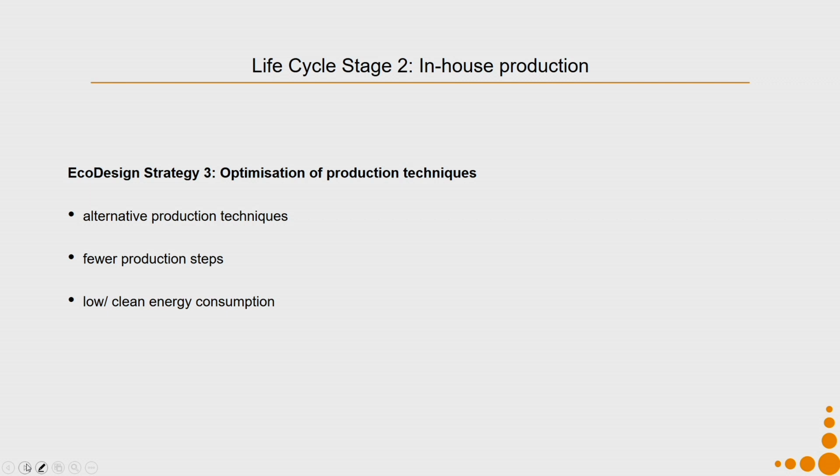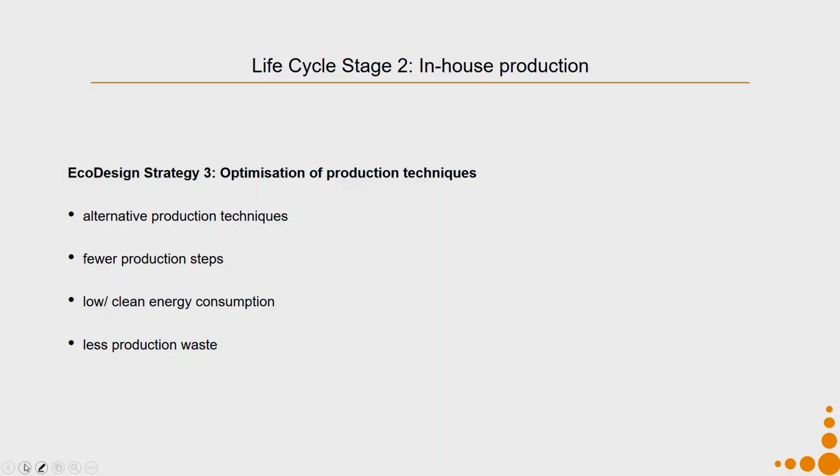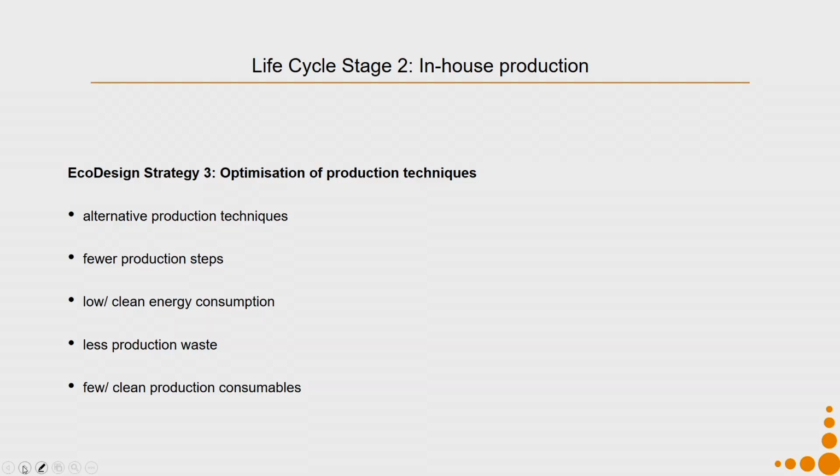Can you use low or clean energy while you are doing production, or maybe for certain activities, so you offset the amount of energy that you draw from the main grid? Then how can you reduce the production waste? As designers we can make a very good contribution at this level in reducing the production waste. We will discuss it shortly. Then next one is, can you use fewer or cleaner production consumables? During production we will have certain kinds of consumables. Can I use ones which are cleaner, and can I reduce their number?